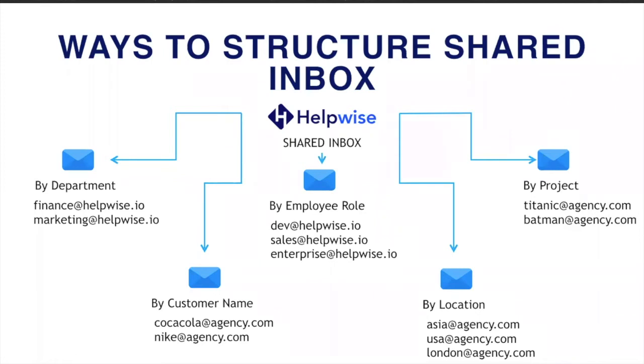And the last method, by location. So this method works for companies who serve specific locations. It may be globally or locally. And then you could have separate inboxes for each of those locations. Like as you can see on the screen, I've listed a few. So asia@agency.com or USA@agency.com. You could even have London or Los Angeles@agency.com.